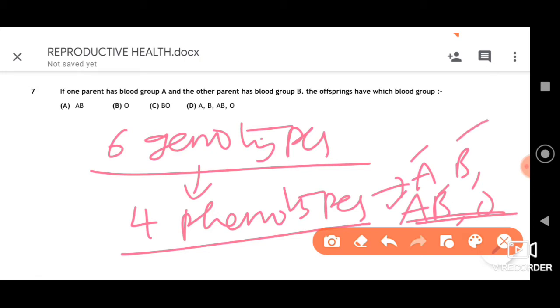The similar case is with B. When it is IB IO, it will give rise to B blood group only, or if it is IB IB, B blood group will be expressed. Then when it is IO IO, O blood group is expressed, my dear friends. So all four blood groups, that is A, B, AB and O, are possible when one of the parents has blood group A and one of the parents has blood group B. So you can go for option D, that will be your right answer.